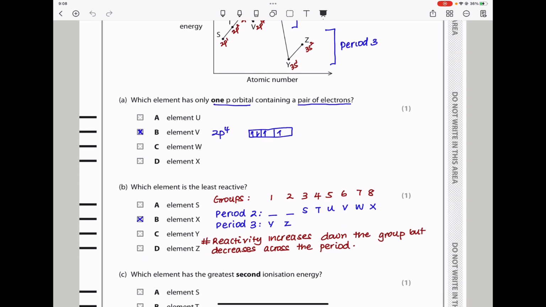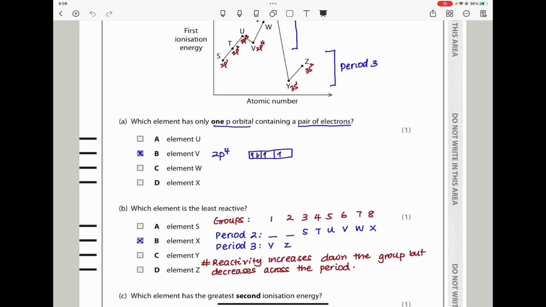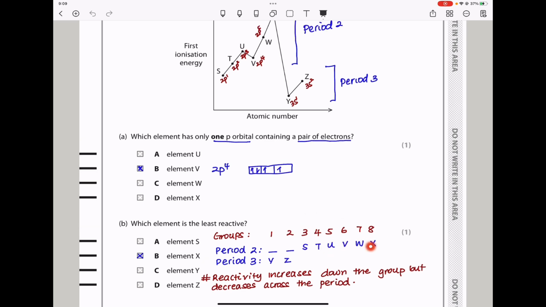And next they say, which element is the least reactive? Now to answer this question, I try to display for you, these are groups. If we move from group 1 to group 8, and we know the last two electrons, Y and Z, were in period 3, it means they must have come from group 1 and group 2. So assuming Z is group 2, this is group 1, and then here we have group 8, then all the way to group 3. This is going to be the least reactive because it's farthest in period 2, and these ones here are more reactive than these ones here because they have more shells. So we can say reactivity is going to decrease across the period, and therefore element X is going to be the least reactive.